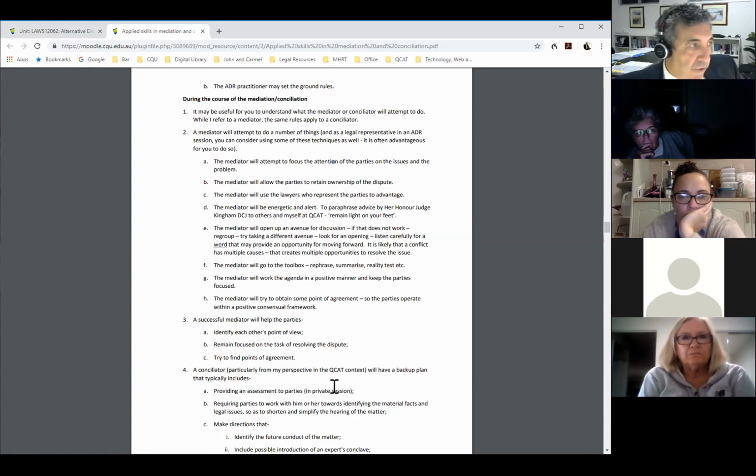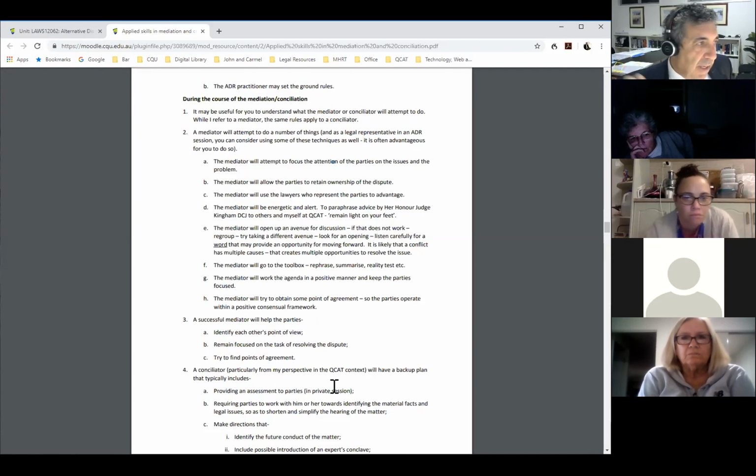So one of the first rules for the mediator is to attempt to focus the attention of the parties on the issues and the problem. So what you're looking to do is have them be less focused about each other and personal disputes and more focused on what are the real issues, what are the problems. And that's part of your agenda. So in the ADR session, I'd expect that you'll come up with an agenda item list. It might be 2 or 3 matters, but some sort of agenda which is really encapsulating the true issues of the dispute.